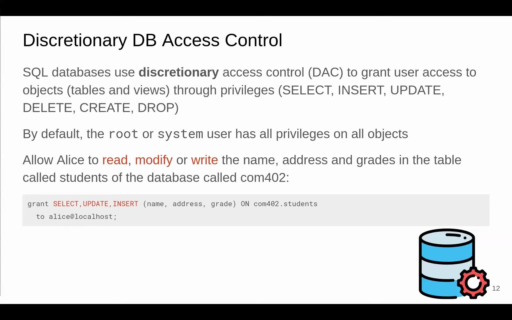So for example, you would like to allow Alice to read, modify, or write name, address, and grades in the table students in this database. So we would add the grant as the administrator. We would execute GRANT SELECT, UPDATE, INSERT (name, address, grade) ON COM402.students TO Alice@localhost. Which means the user Alice at this address is allowed to modify the table by updating and inserting new information.